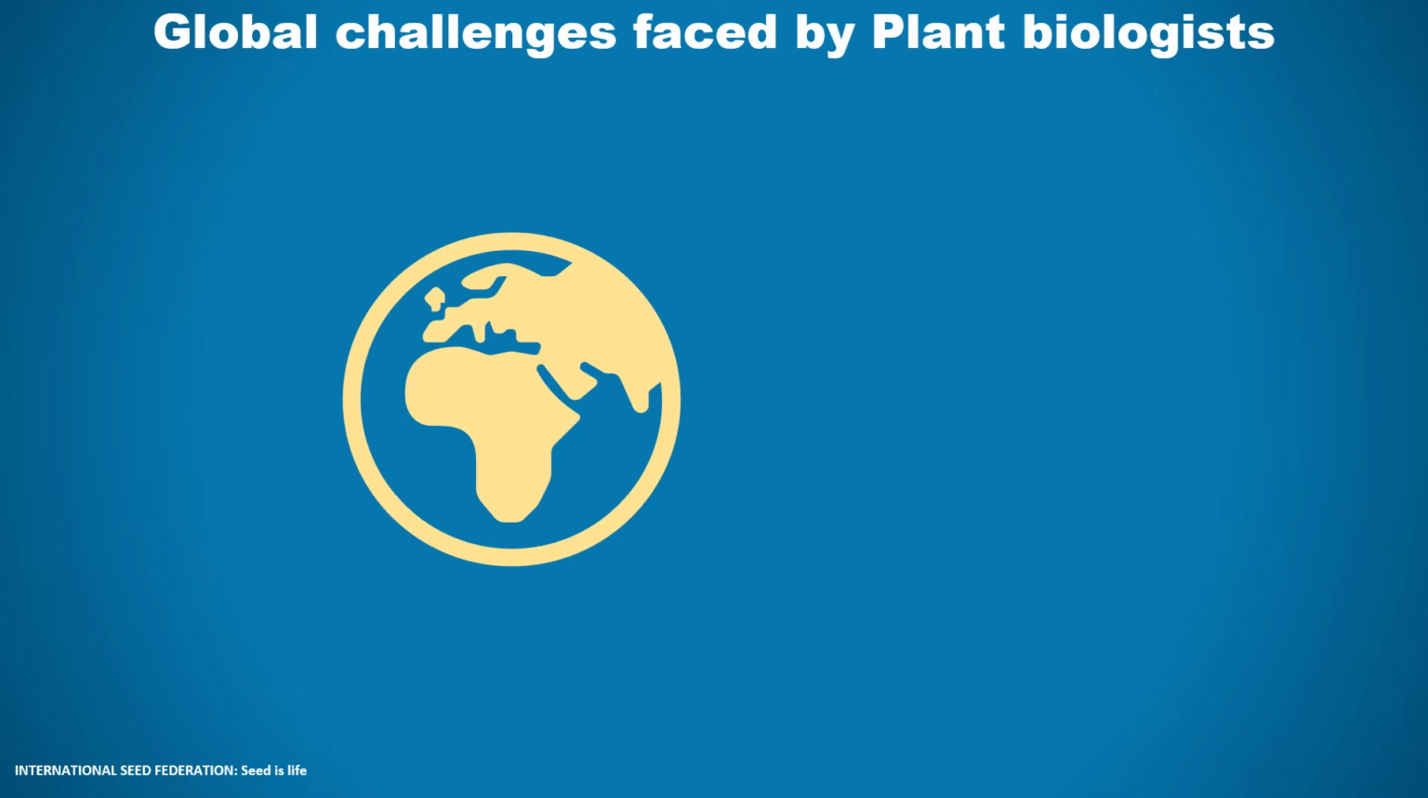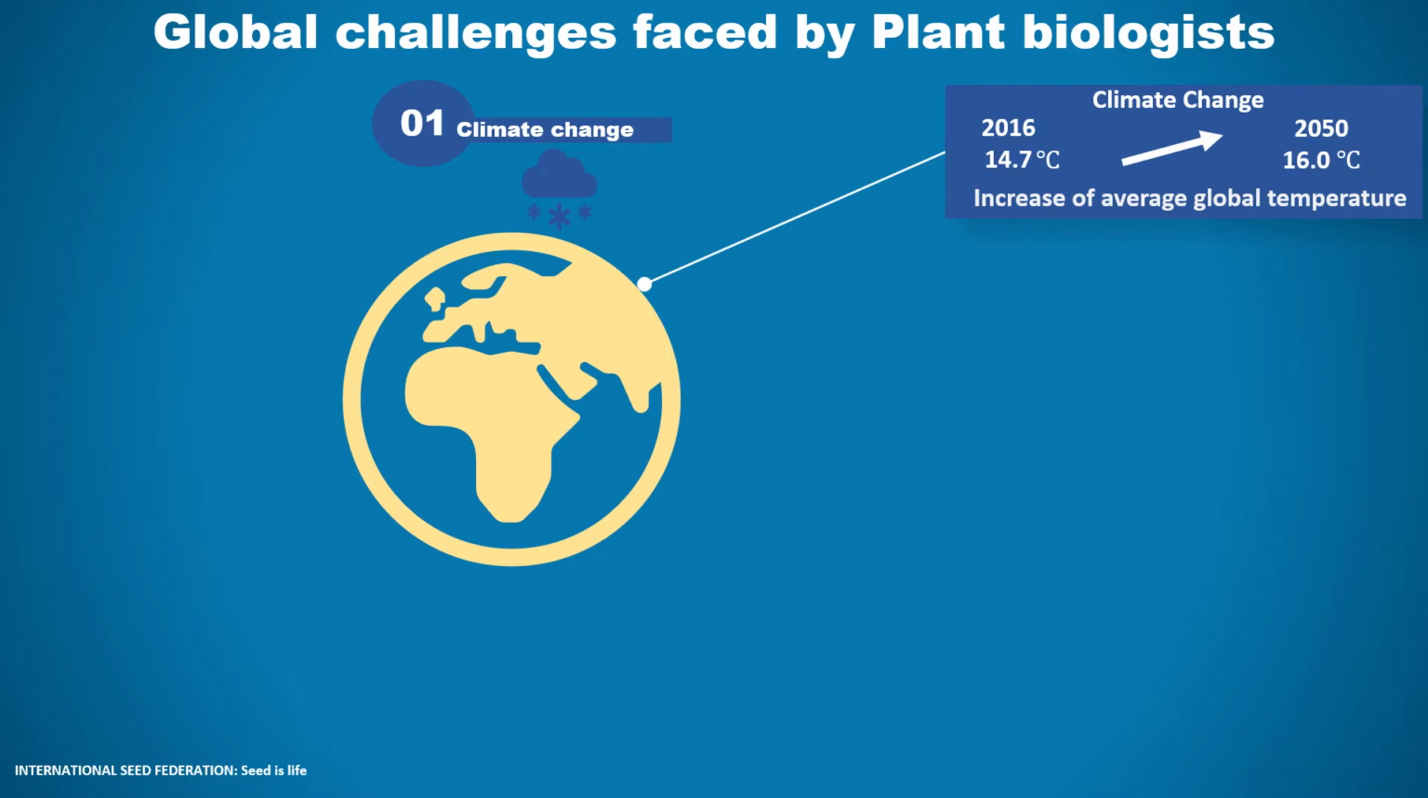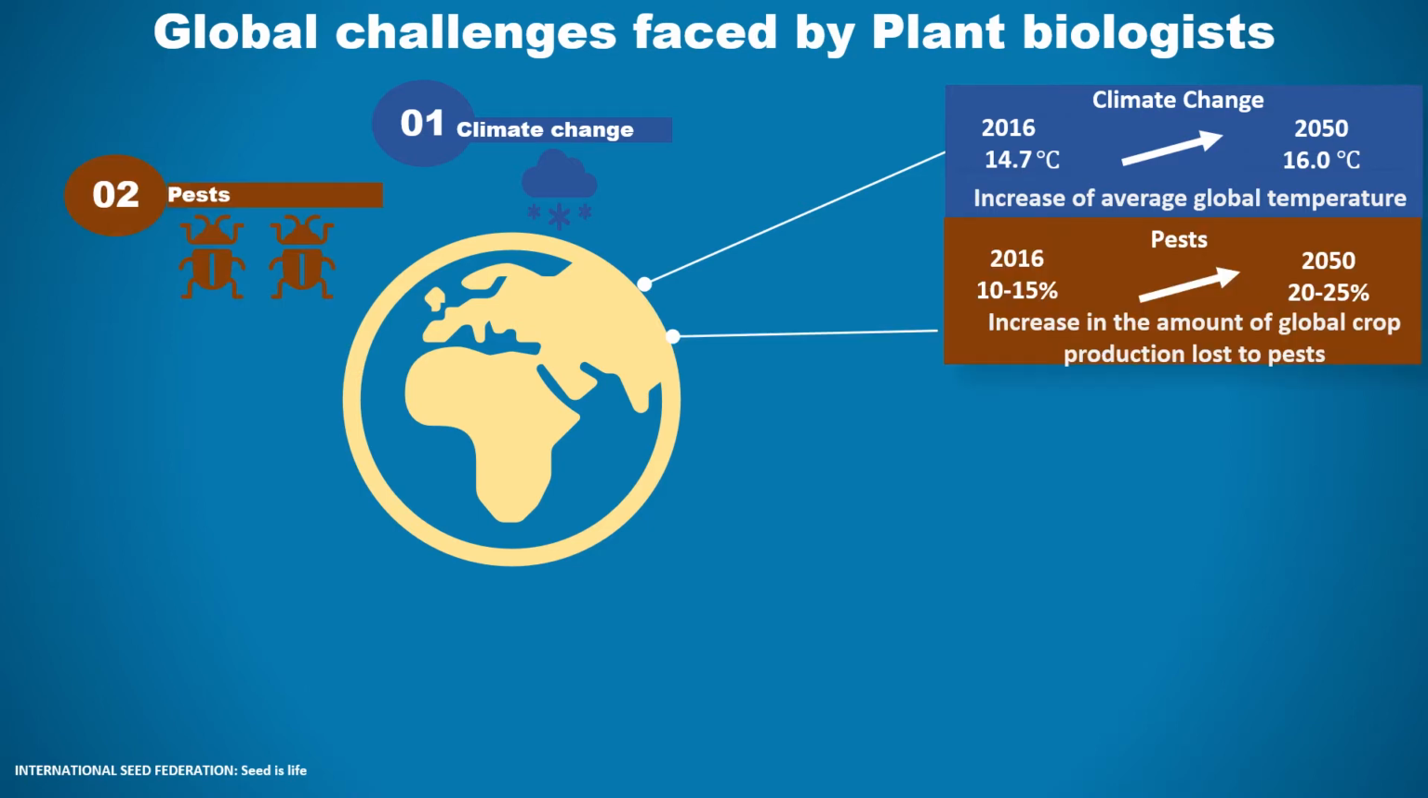Before we find solutions, it is important to understand the problems. So next we will see what are the global challenges that a plant biologist actually faces. The first is climate change. It is projected that by 2050, the average global temperature will rise to 16 degrees centigrade. The next challenge is that of pests.